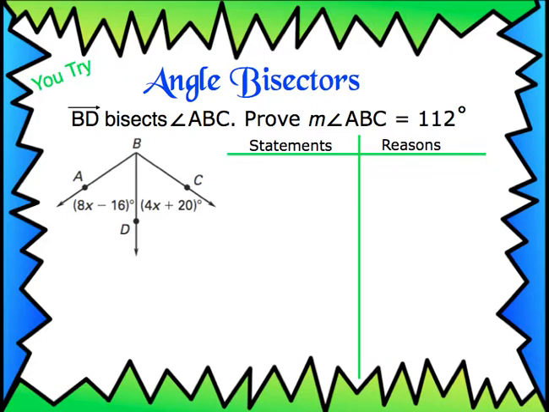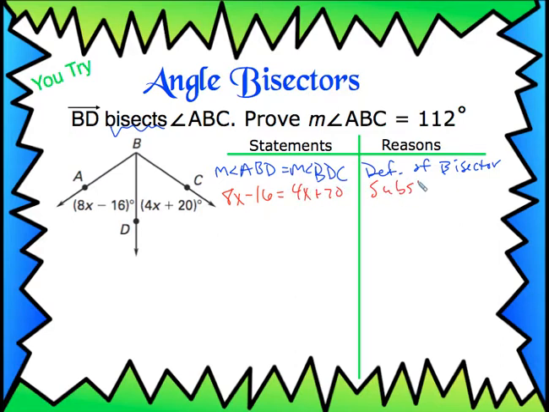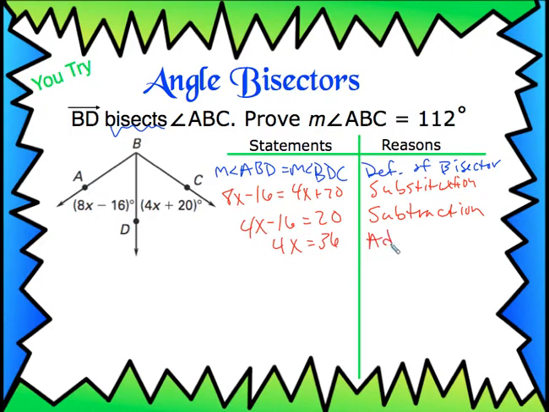Okay, so this proof is going to have both angle bisectors and angle addition postulate. We're going to start with a bisector because it says it bisects it. So the measure of angle ABD equals the measure of angle BDC. And that is definition of a bisector. And the second step is always going to be substitution. Then I'd subtract the 4x from both sides, so I get 4x over here. That was subtraction. Then add the 16, so I get 4x equals 36, and that's addition. Then I divide both sides by 4, and I get x equals 9.